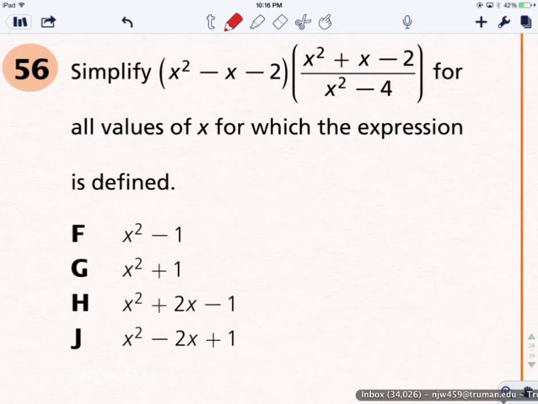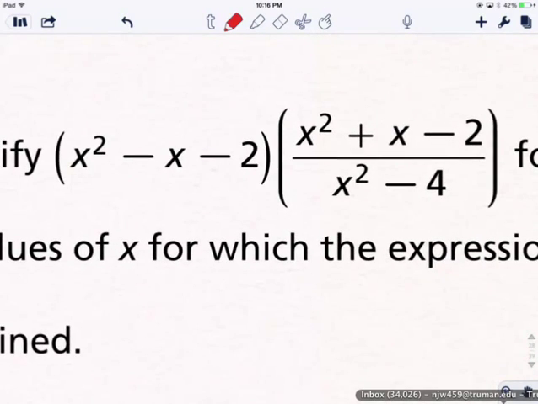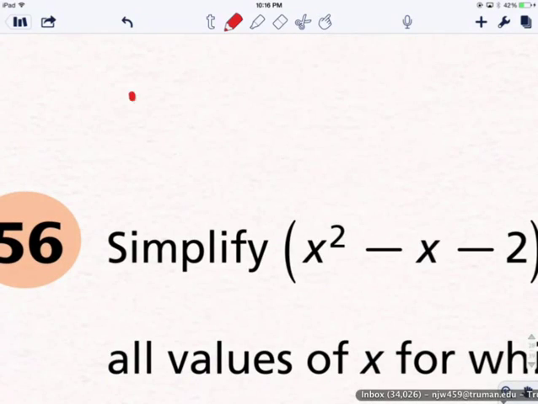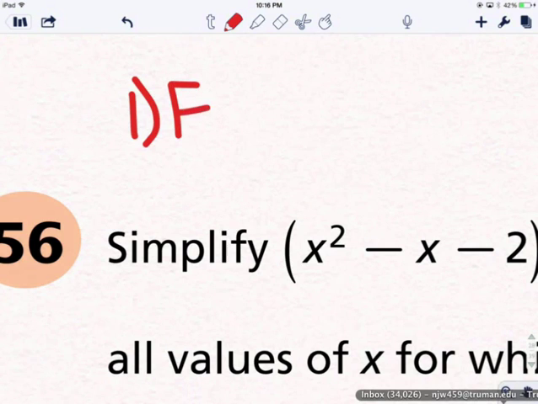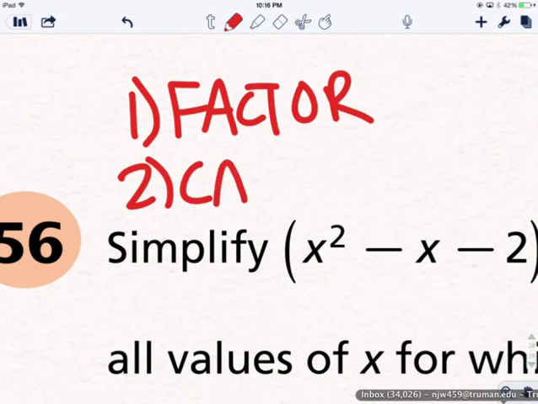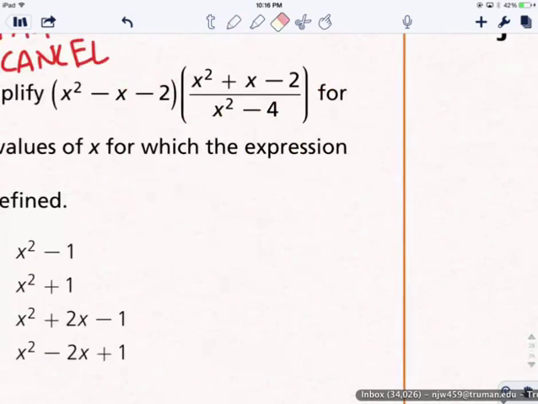Alright, 56 is a pretty nasty one. Here we have a rational expression that we want to simplify. Remember the two steps to simplifying a rational expression? Factor everything you possibly can, then cancel. So let's start by factoring this quadratic right here. It's going to be factored using the shortcut. So we can write down that.